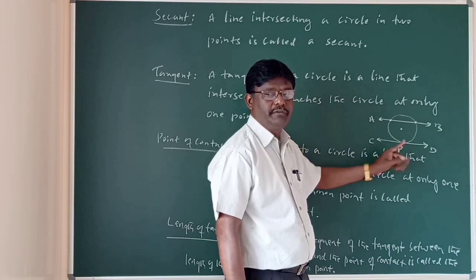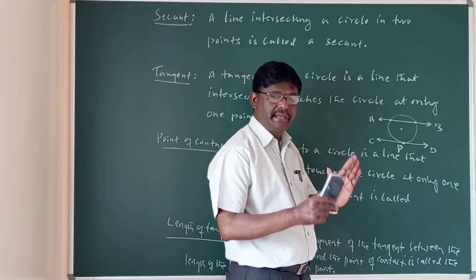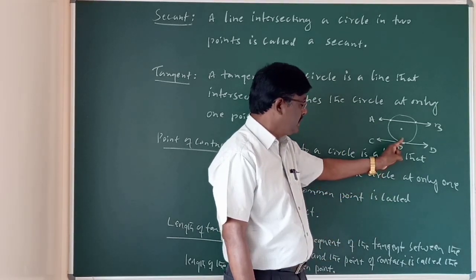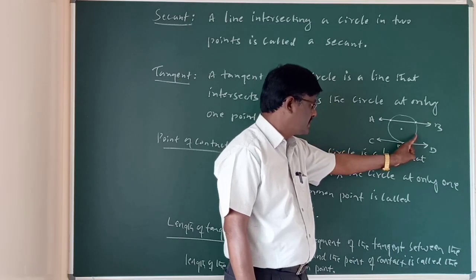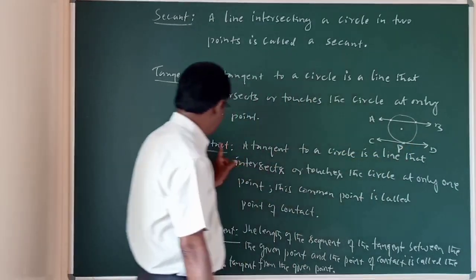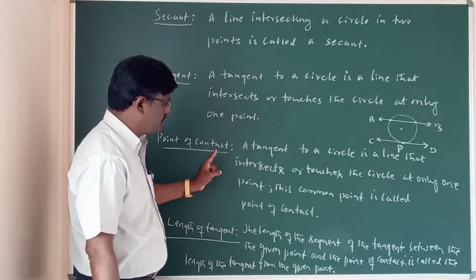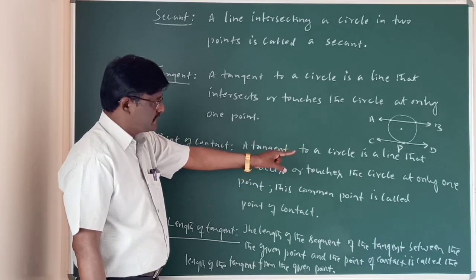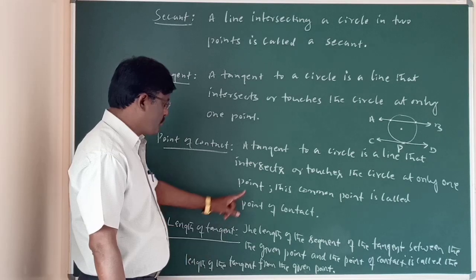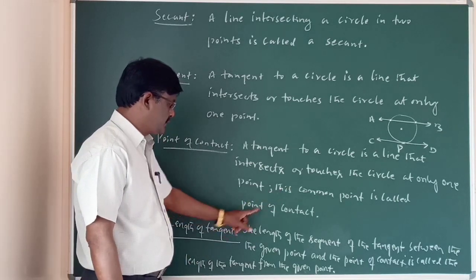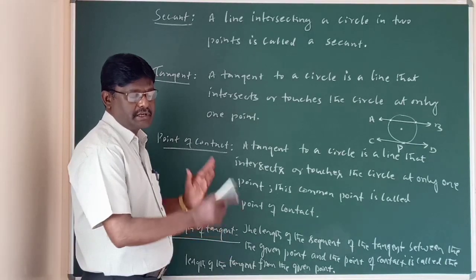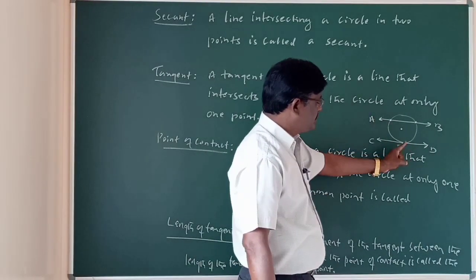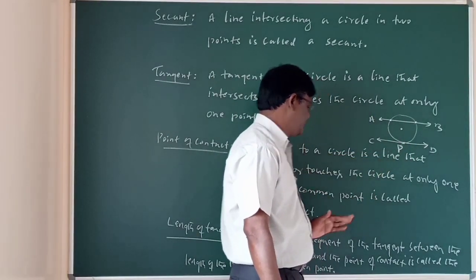The common point. Now we are very clear. Tangent is a line that touches the circle at one and only one point. Therefore, that point which is common to the circle and the tangent is the point of contact. Very important point. A tangent to a circle is a line that intersects or touches the circle at only one point. This common point is called what? Point of contact. Because the complete scenario, all the properties of the tangents, are based on this point of contact. That's why know it clearly.